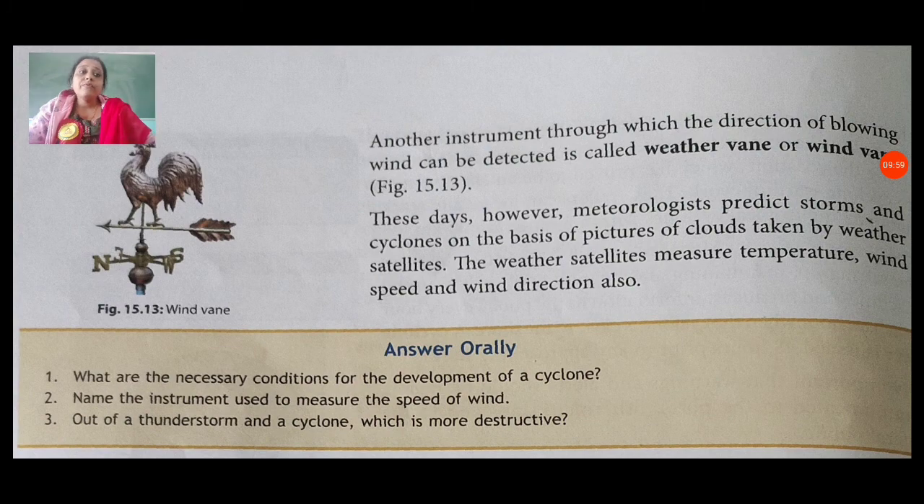These days, however, meteorologists predict storms and cyclones on the basis of pictures of clouds taken by weather satellites which humans send into space. They also get much news because of these satellites. The weather satellites measure temperature, wind speed and wind direction, and they also send news about cyclones and other storms which we may suffer in the future. So they always help us, always help the people who live on earth.